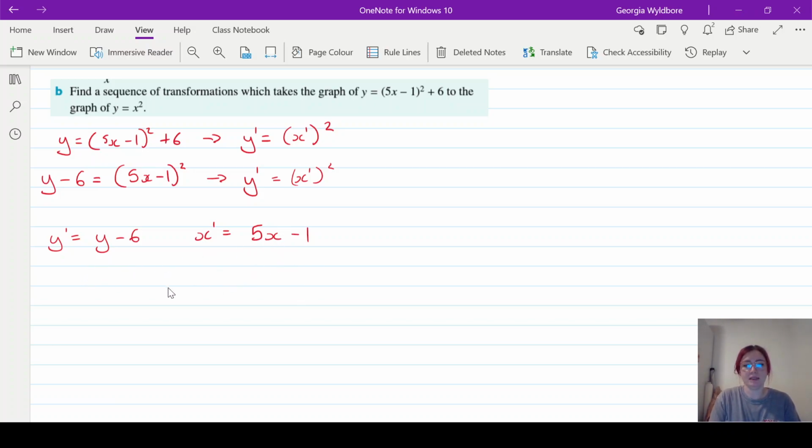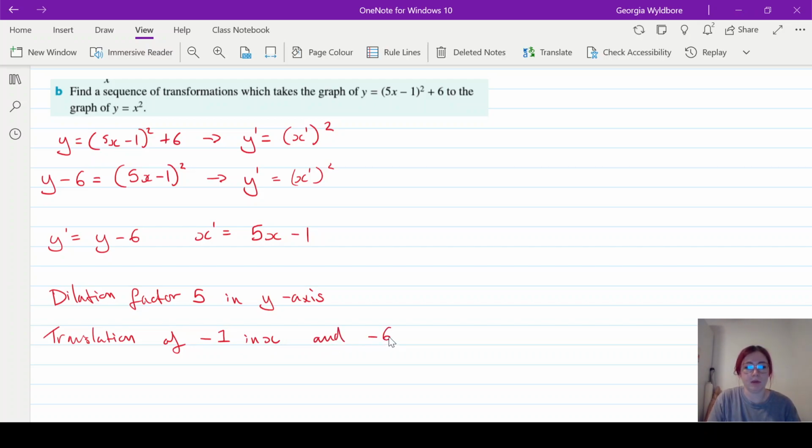So we can see from that we've had a dilation of a factor of 5 in our y-axis, because it's been applied over here to the x. And then we've had a translation of minus 1 in our x and minus 6 in our y-axis.